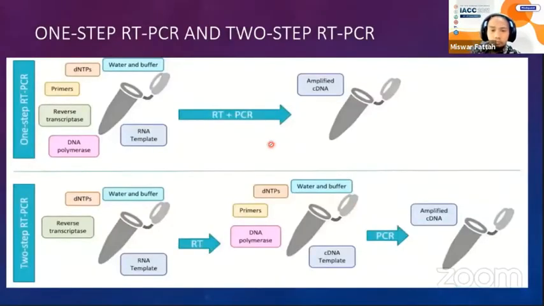There are two types of real-time PCR for SARS-CoV-2: one-step real-time PCR and two-step real-time PCR. But mostly, because the number of tests is very high and we need to measure only a single time, not multiple tubes in one run, in SARS-CoV-2 detection we mostly use one-step real-time PCR.